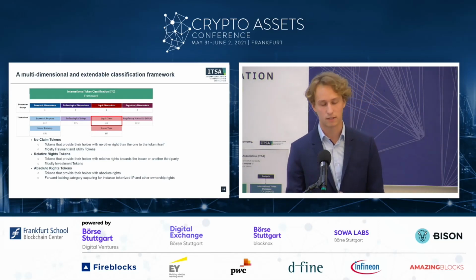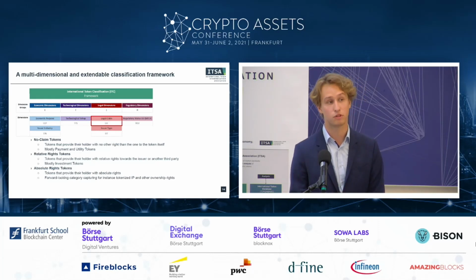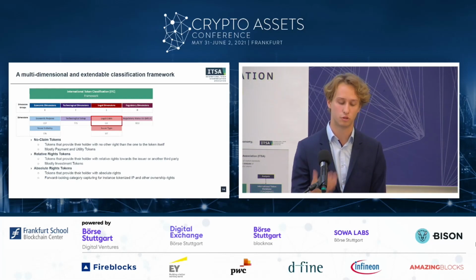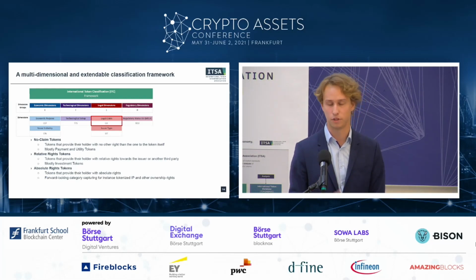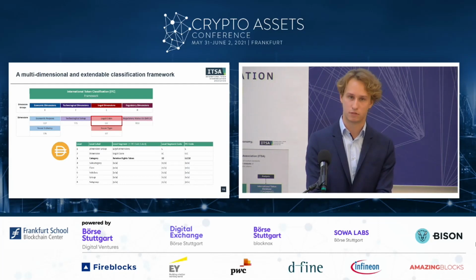So we see relative rights tokens mostly in investment tokens. No-claim tokens are usually payment and utility tokens. Absolute rights tokens are the final part of this category. They are tokens that provide their holder with absolute rights. So this is a future-looking category, which looks to capture, for instance, tokenized IP and other ownership rights in the future. The DAI stablecoin is actually a relative rights token.